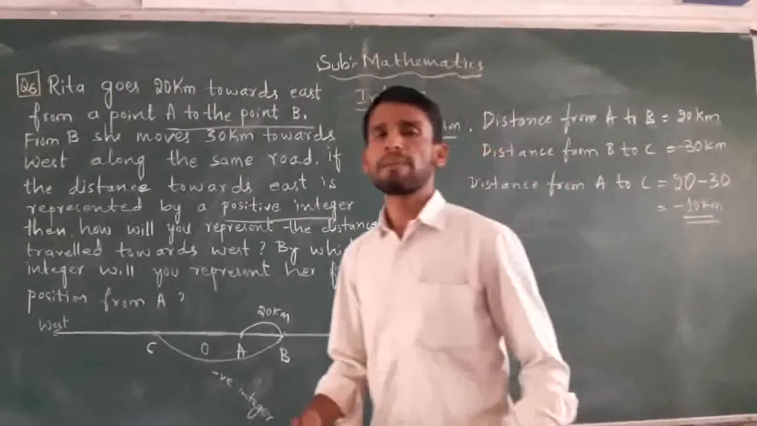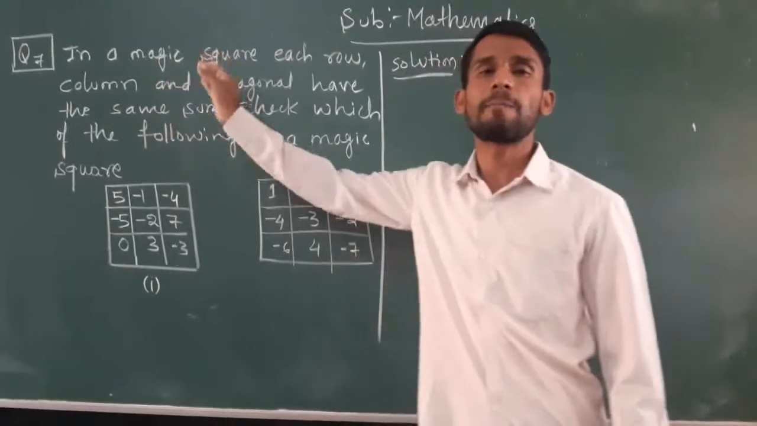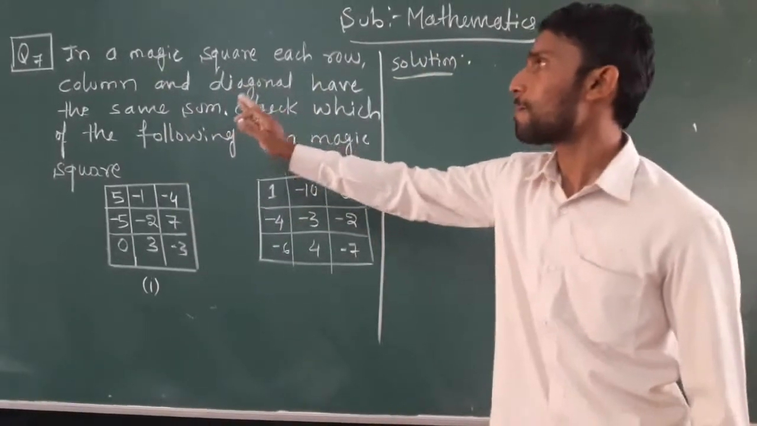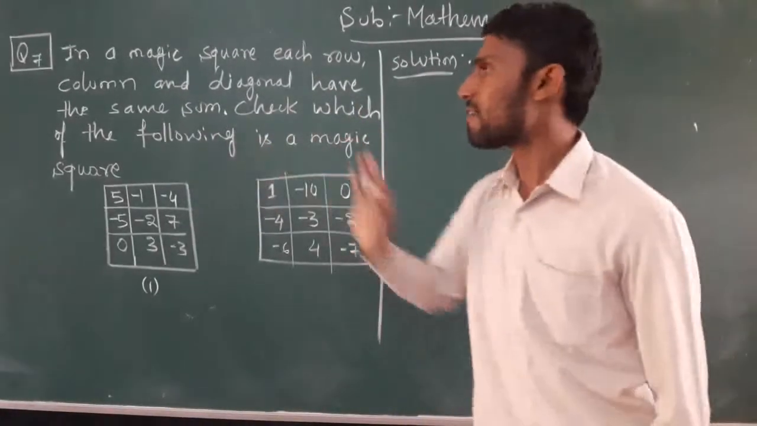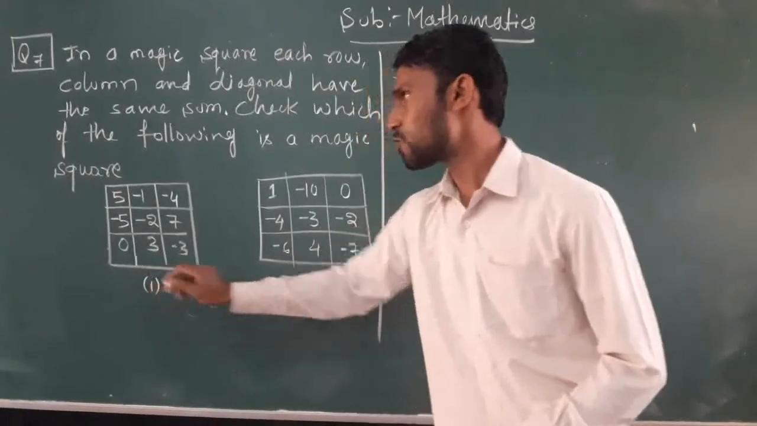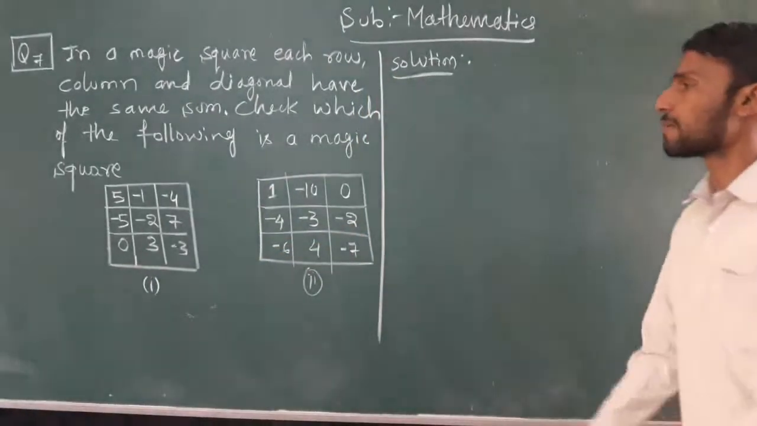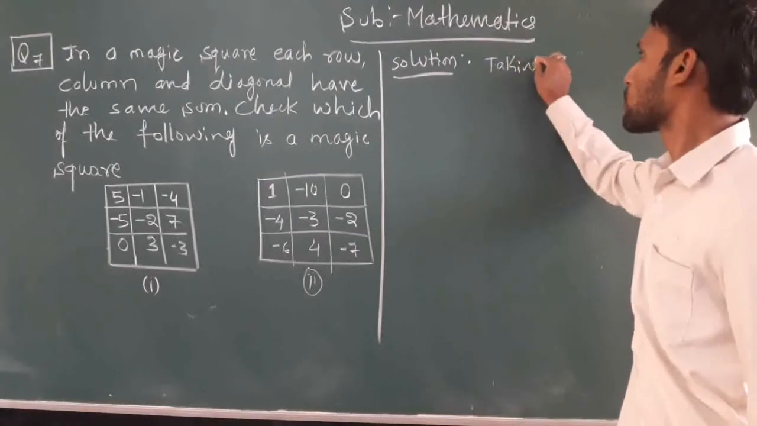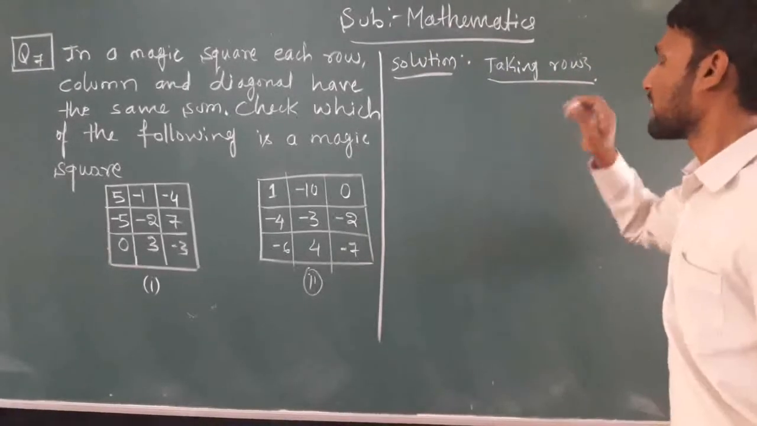Okay, next students, I am taking here the seventh problem, exercise 1.1, question number 7. In a magic square, each row, column, and diagonal have the same sum. Check which of the following is a magic square. See here, first one I am taking here, first magic square. This is the second one. Solution. Taking rows. First one I am taking here.